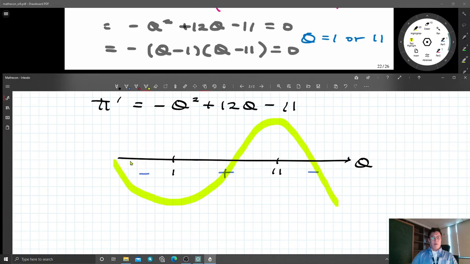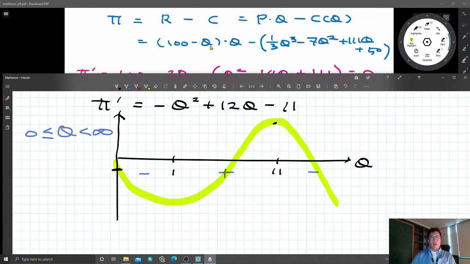So the only chance that the function has a global max at another point is the left-hand point, because quantity is a positive variable, so it has a left-hand endpoint. Quantity is defined on the interval between 0 and infinity, so the left-hand point is the y-axis. So we have to compare the profit at 0 and at 11. Going back to the profit function, if we plug in 0 for Q, then we obtain negative 50.